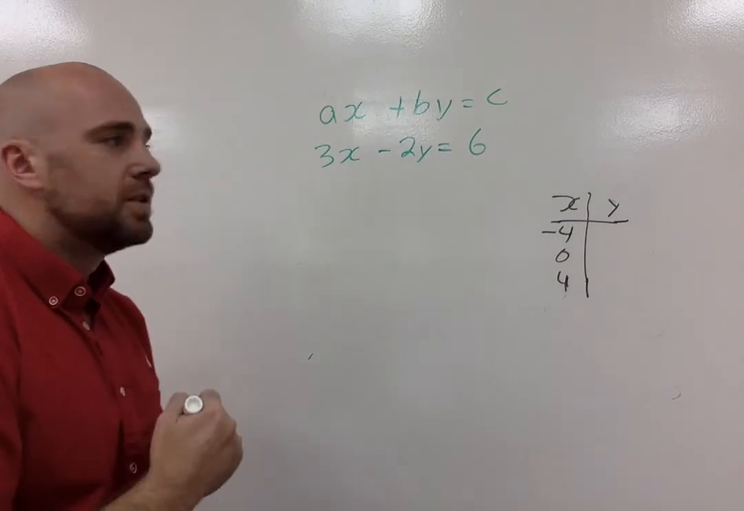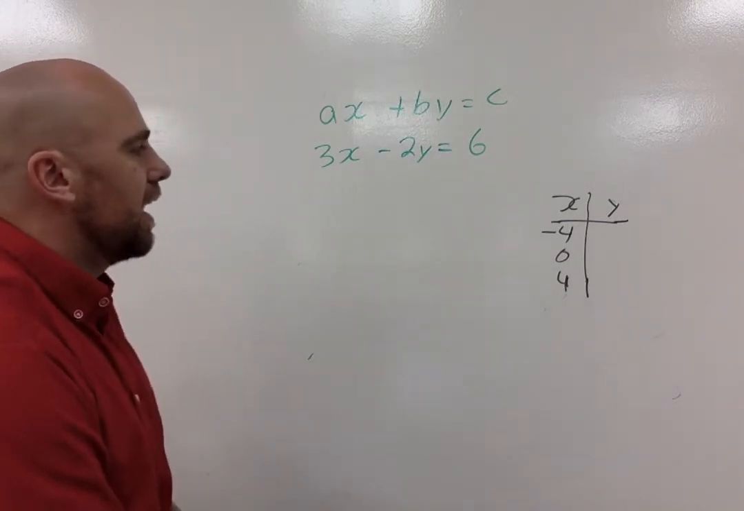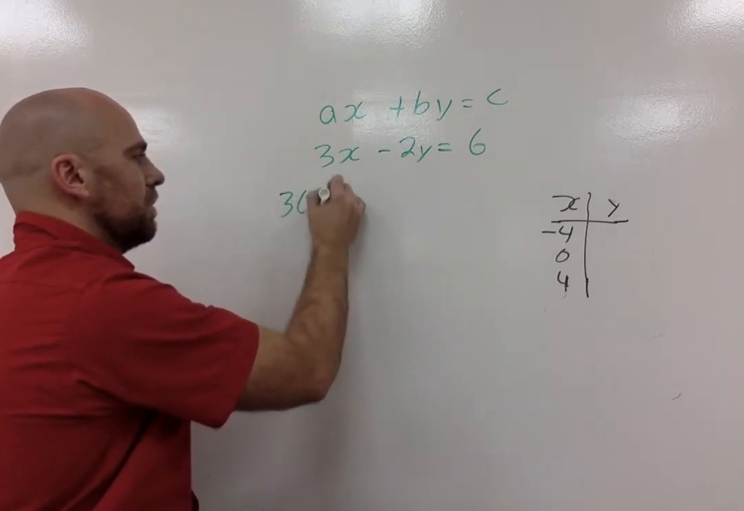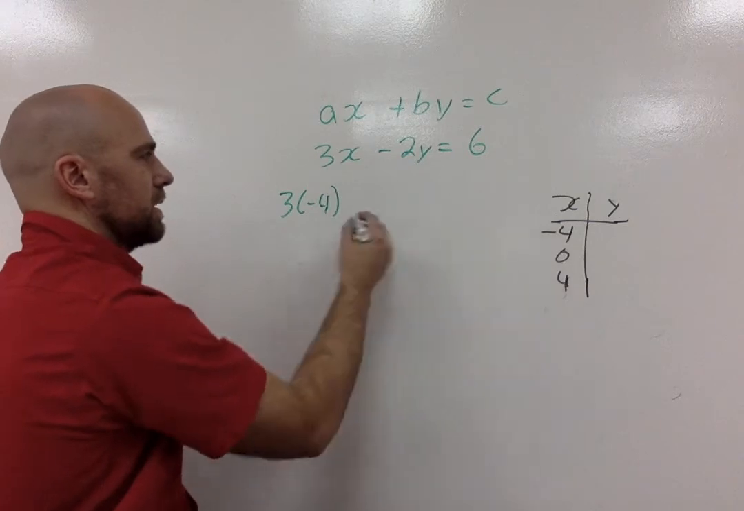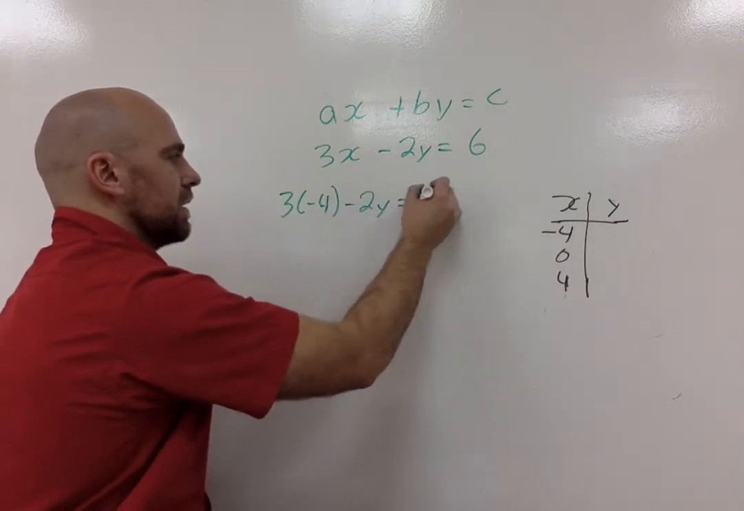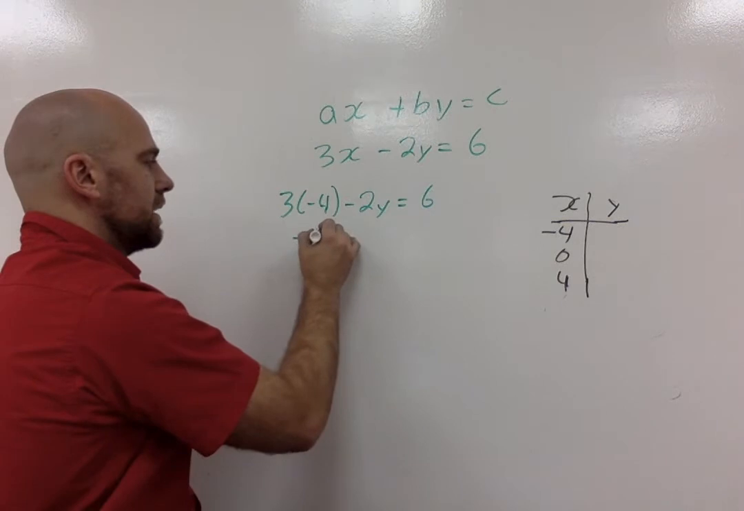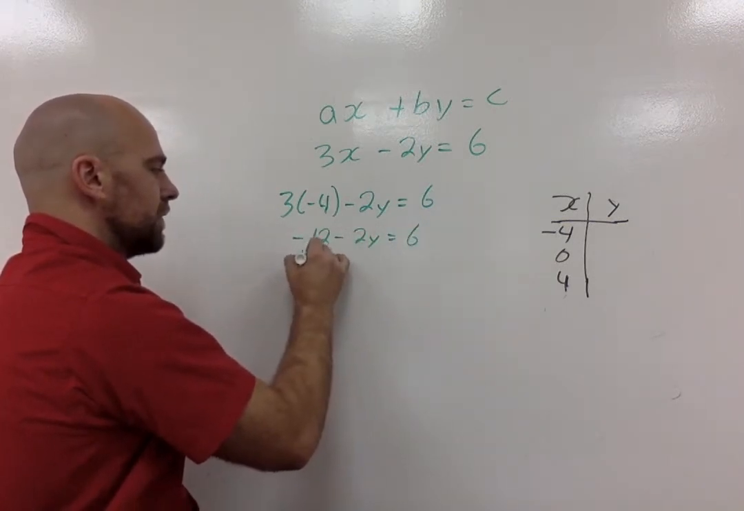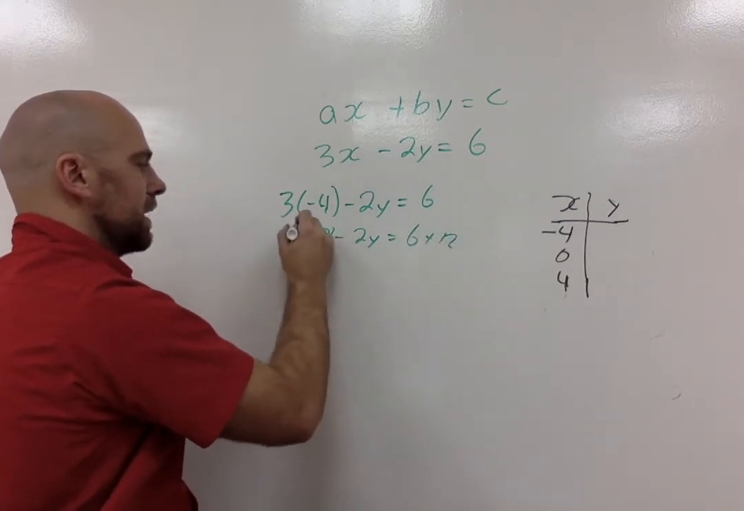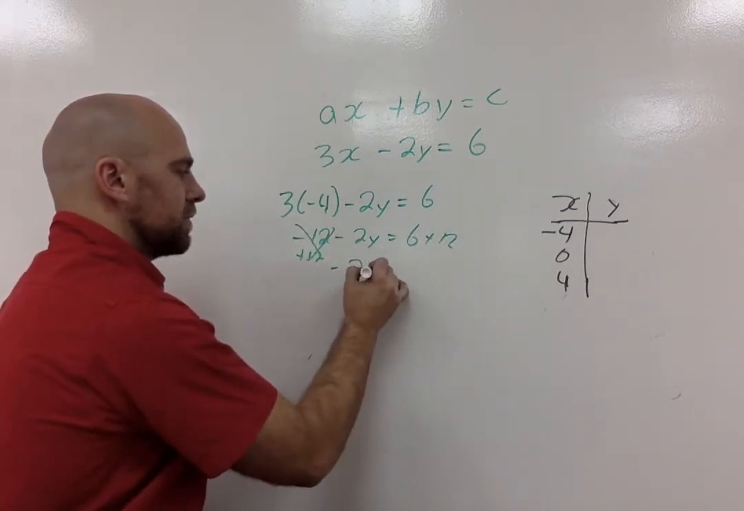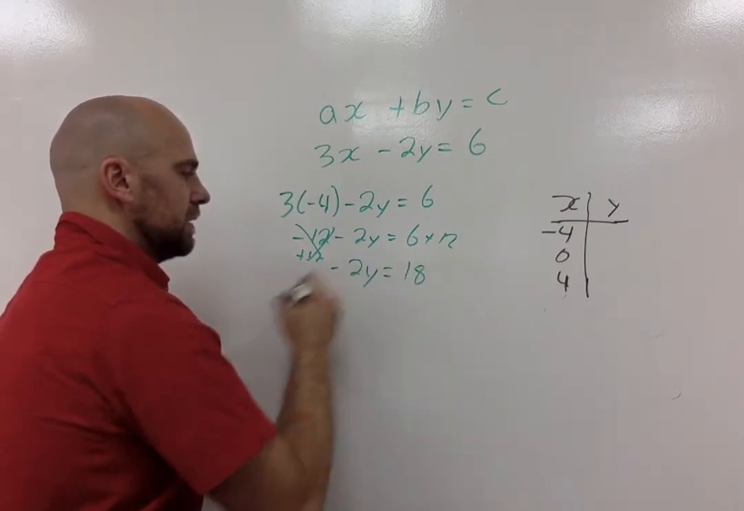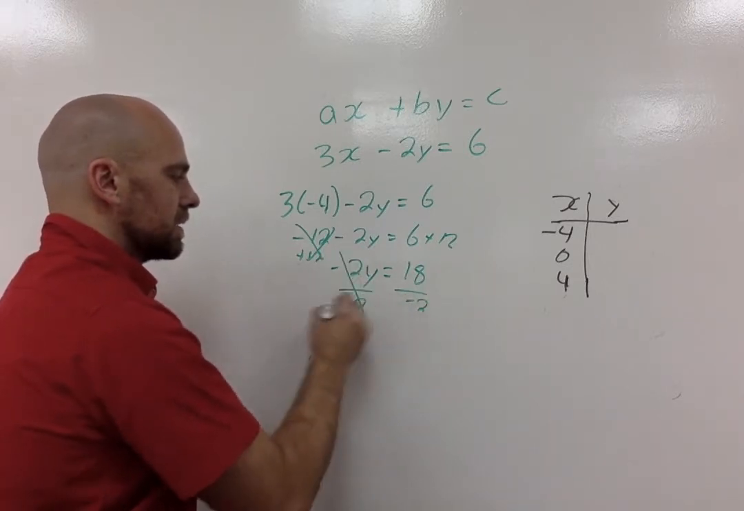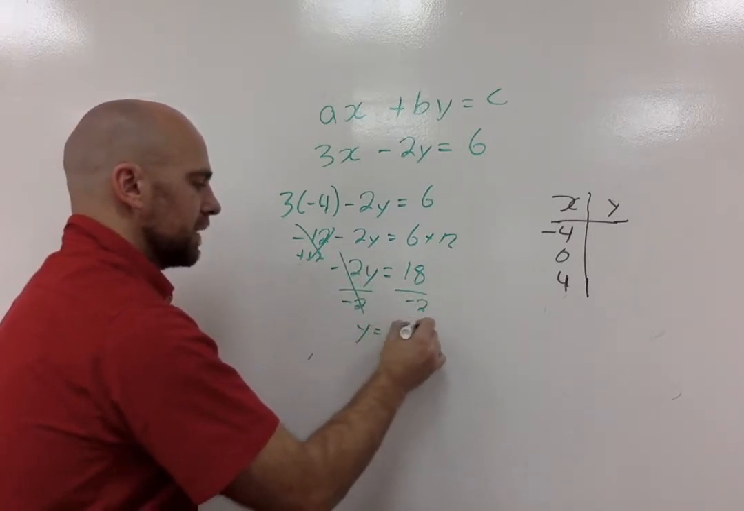So the first thing I'm going to do is take my -4 and substitute it in. So I'm going to have 3 times -4, because my x is being replaced with -4, minus 2y equals 6. This gives me -12 minus 2y equals 6. I need to add 12 to both sides to eliminate this, so now I have -2y equals 18. I need to divide both sides by -2. This cancels out, so y equals -9.